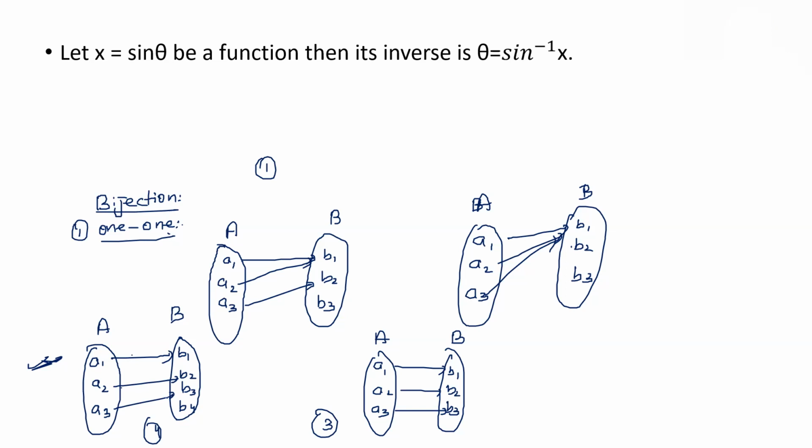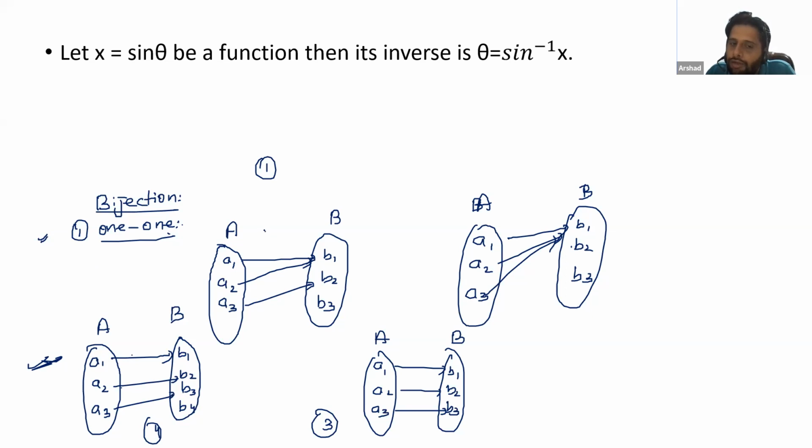Sir, it has an extra element in the codomain that is not in the domain. Yes, that is fine. In set B, you can have an element which does not have its pre-image. We are discussing just 1, 1, not onto. So what is the definition of 1, 1? When all the elements have different images.